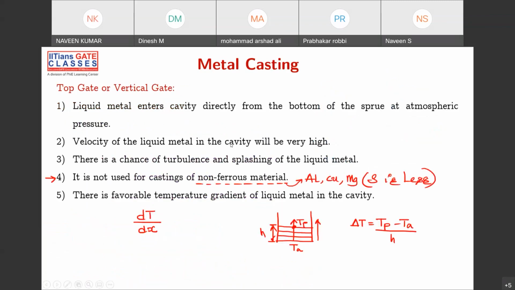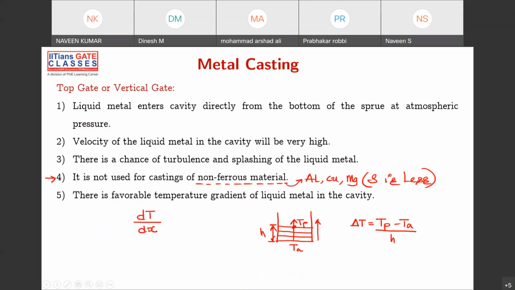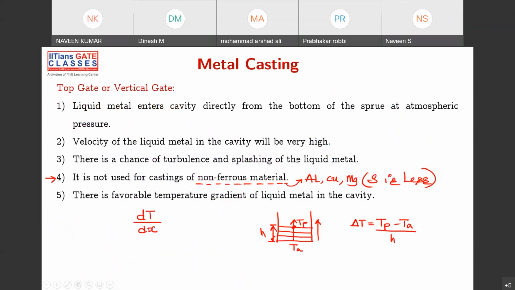Next, what are the characteristics of top gating? Liquid metal enters directly from the bottom of the sprue at atmospheric pressure. So directly from the bottom of the sprue it enters the cavity at atmospheric conditions, because this is atmosphere and 1.2 is also atmospheric conditions. Next, the velocity of liquid metal in the cavity is very high. Obviously, because it is flowing from the top. There is a chance of turbulence and splashing of liquid metal.